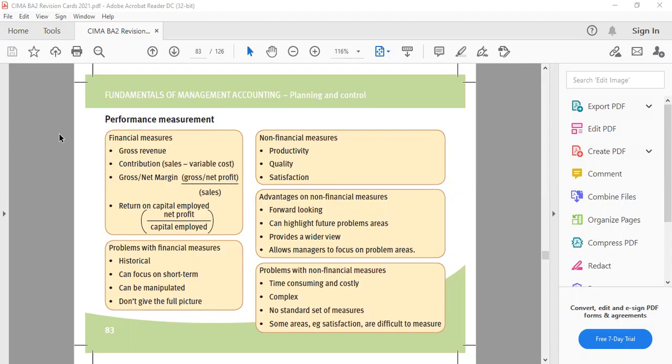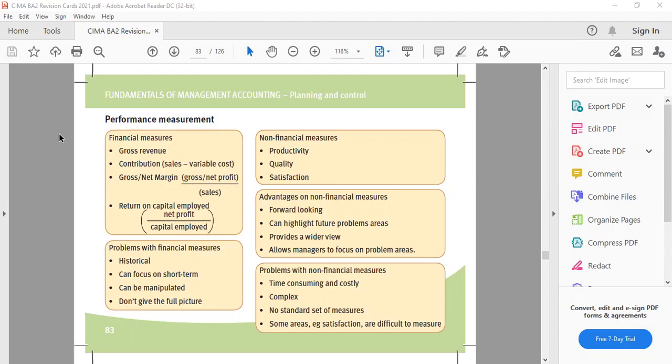Then it provides a wider view. So only financial is a narrow view, but other aspects are also included. It is a broader view. It allows the manager to focus on problem areas. So they identify what the problem area is. Maybe customers are not satisfied.